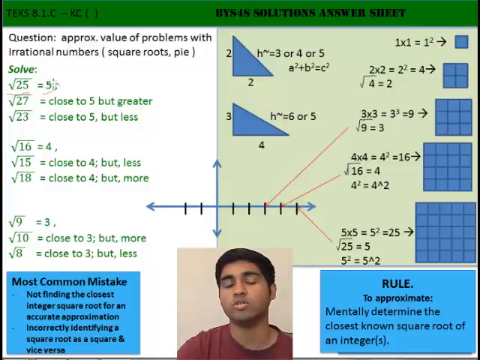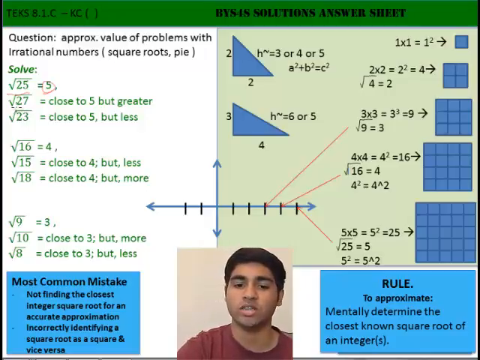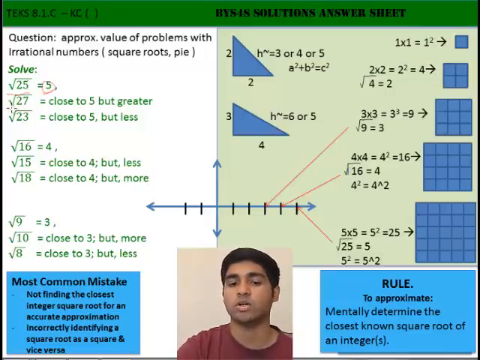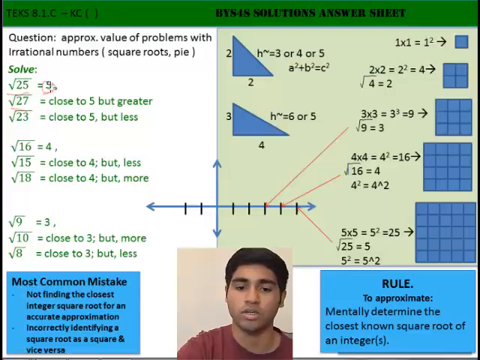But what you have to do when you have a number that's not a perfect square is approximate. So when you get the square root of 27, you know it's close to 5, but a little bit greater, because when you look back to the problem we just did, the square root of 25 equals 5. And same when you go to the square root of 23. It's close to 5 but a little less.